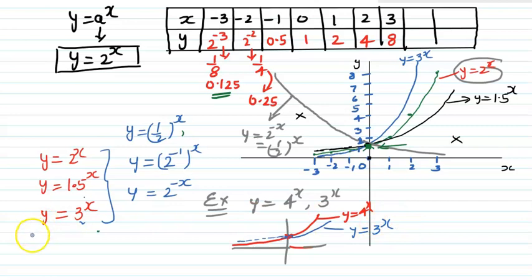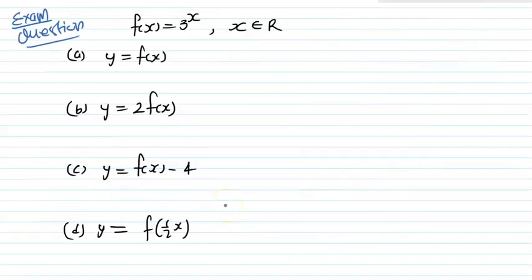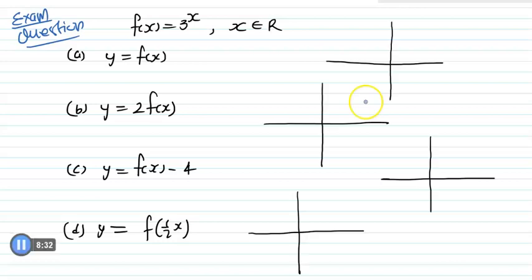Easy? So here are 4 parts of this question. This is an exam question. f(x) equal to 3 to the power x. You need to sketch y equal to f(x), y equal to 2f(x), y equal to f(x) minus 4, and y equal to f(1/2 x). So please sketch it, and then you can check your working with my working. So welcome back if you have tried.